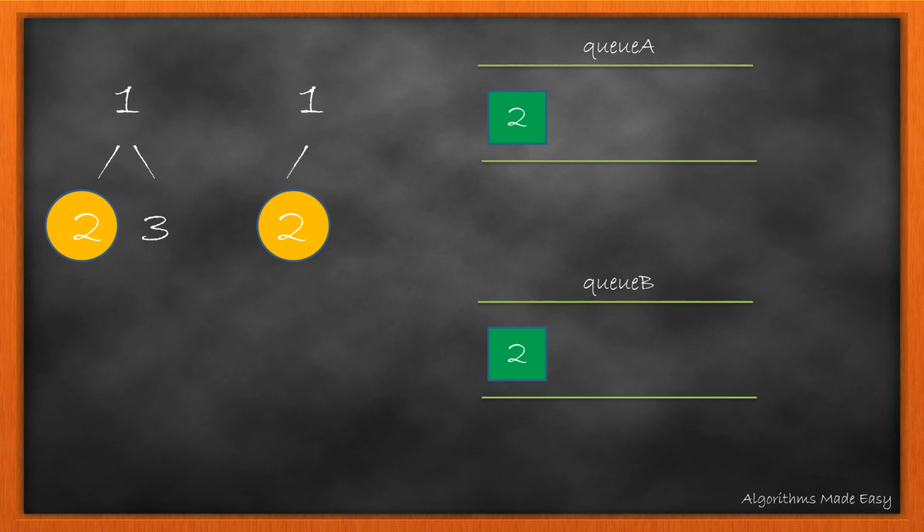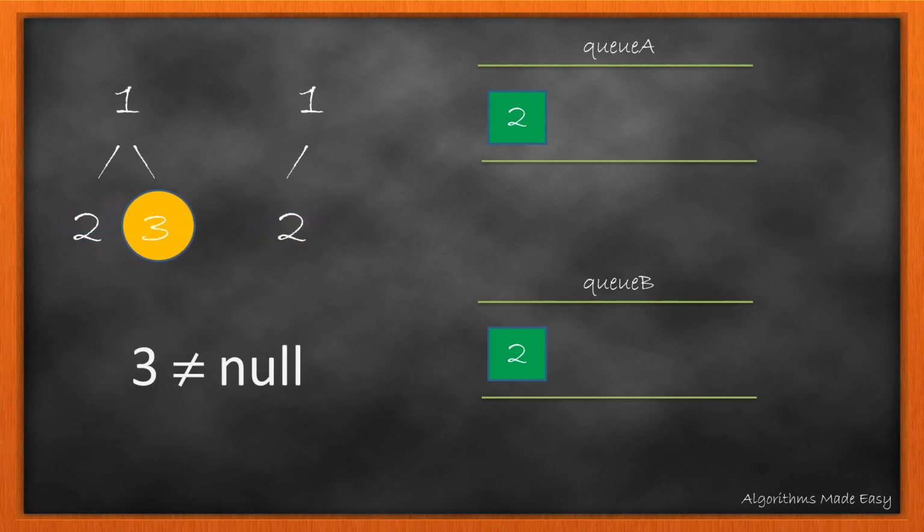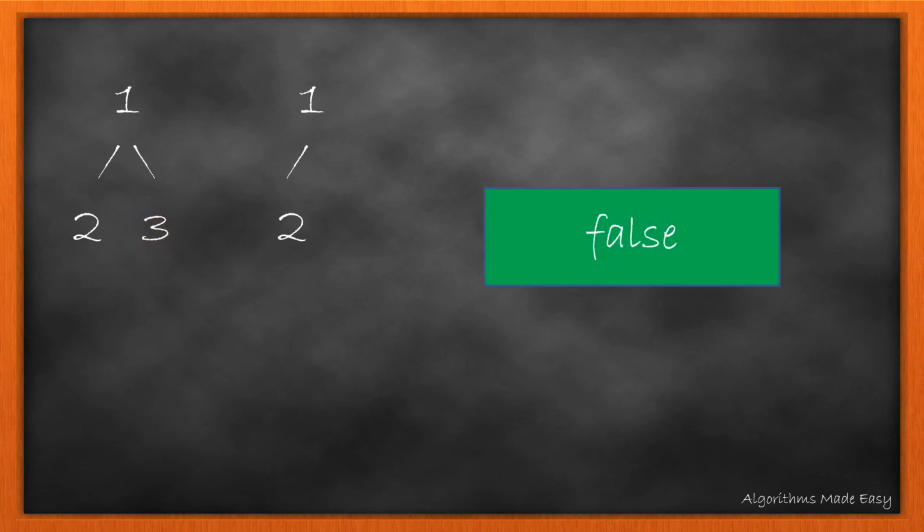Taking the previous case again, the queue will look similar till 2. Now we will check for the right subtree. And as the tree is absent for 1, the check condition fails and so we return false.